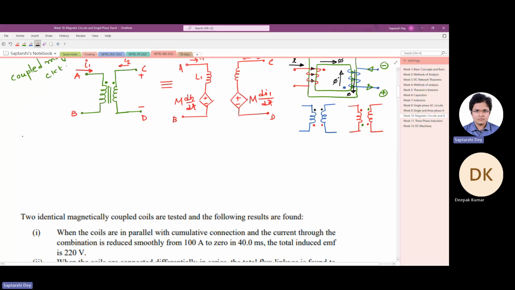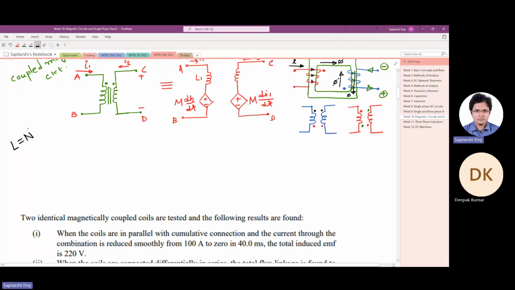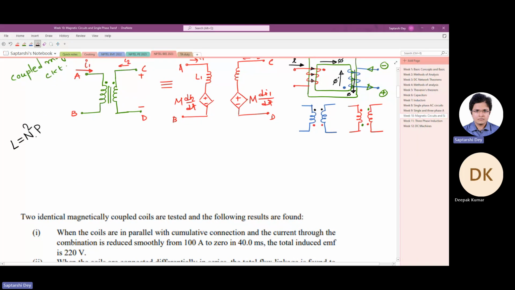Okay, Deepak, do you know this thing that inductance is N squared permeance, and do you know the derivation? No, sir.